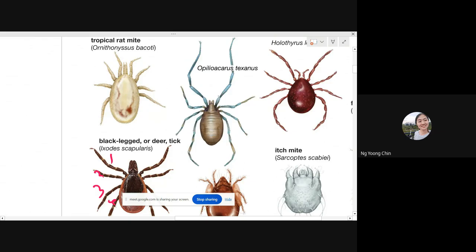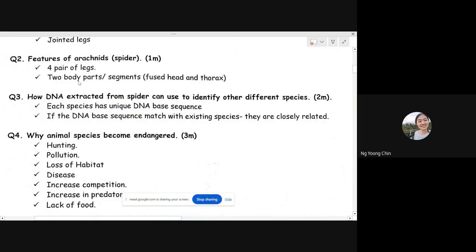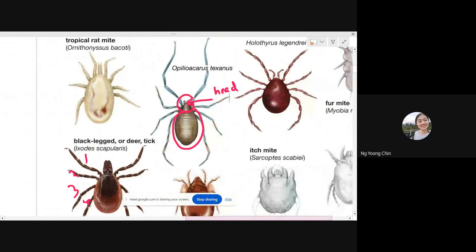If you want to divide their body, you divide it into the first part and the second part. Why? Because in the first part, their head and upper body are totally fused together. See, they have a fused head and thorax.